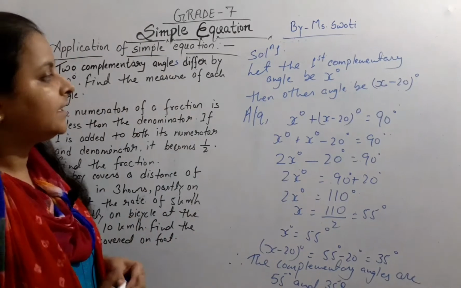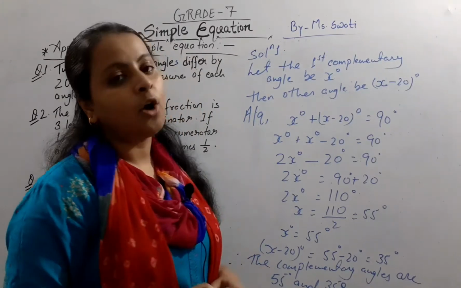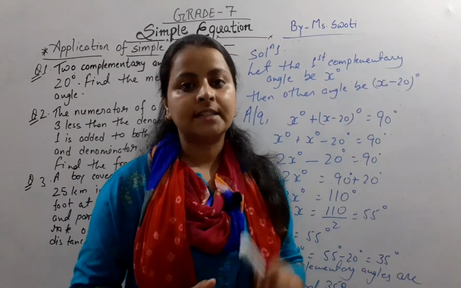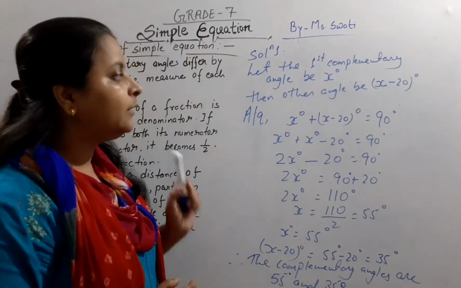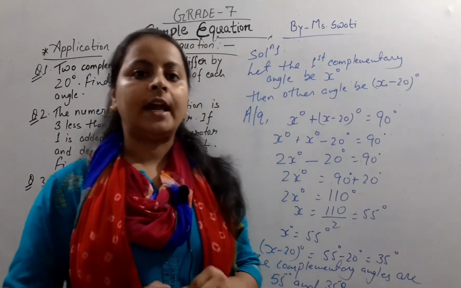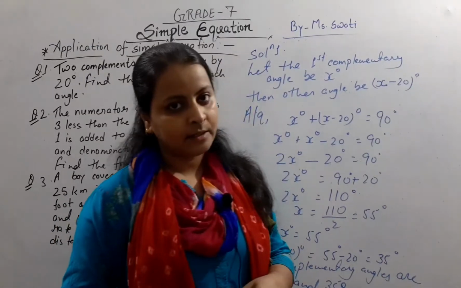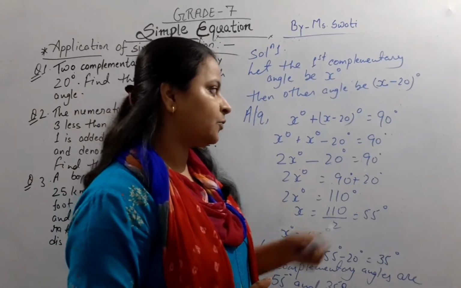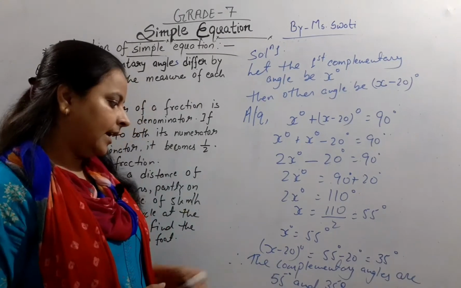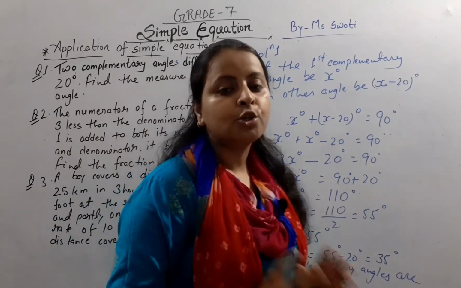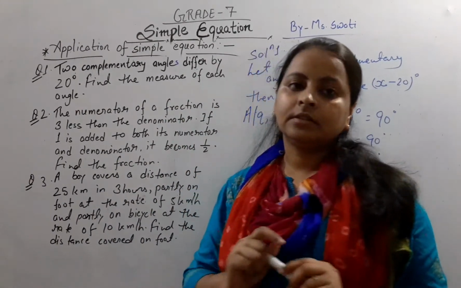Okay? What we did here? First, we suppose that the first complementary angle is x degrees. Then the other complementary angle is x minus 20 degrees, because it is given that the difference of two complementary angles is 20 degrees. Now student, we know that the sum of two complementary angles is always equal to 90 degrees. So x plus x minus 20 is equal to 90 degrees, and by solving we get the value of x is equal to 55 degrees and the other angle is 35 degrees. So the two complementary angles that differ by 20 degrees are 55 degrees and 35 degrees.